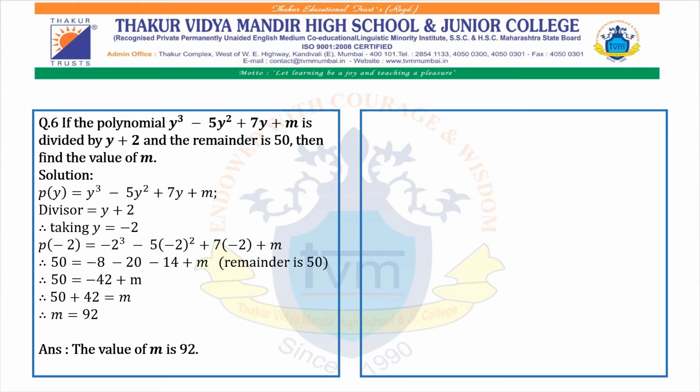The remainder is 50, that is given, that's why we have substituted directly. Therefore 50 = −42 + m. So −42 will go to this side and become +42. So 50 + 42 = m. So m = 92. The value of m is 92.